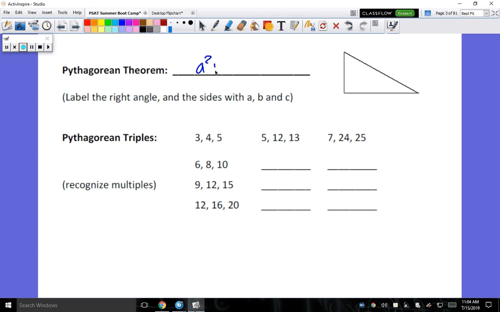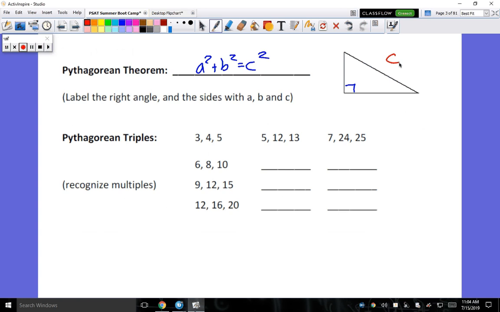Yep, a squared plus b squared equals c squared, if and only if this triangle is what? Right. Where does c go, or does it matter? It's the hypotenuse. So it has to go here, right? That's c squared. Okay. So where does a go? Doesn't matter.